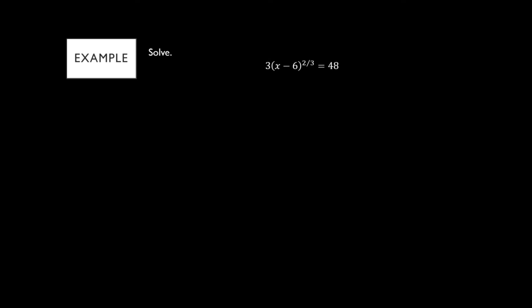So we've got 3, and then in parentheses, x minus 6 to the 2/3 power equals 48. So we need to divide both sides by 3 first, as we want to get that whole exponent part by itself. And I don't want any numbers in front because it just makes it more complicated. Okay, so I've got x minus 6 to the 2/3, and then 48 divided by 3, I should know, but off the top of my head I don't, so 16, using my calculator. So we're going to raise both sides to the reciprocal 3/2.